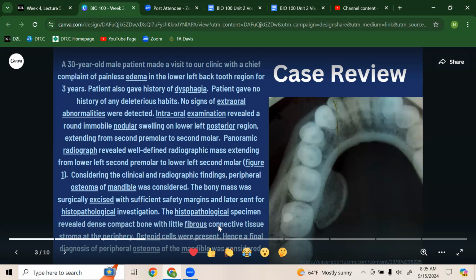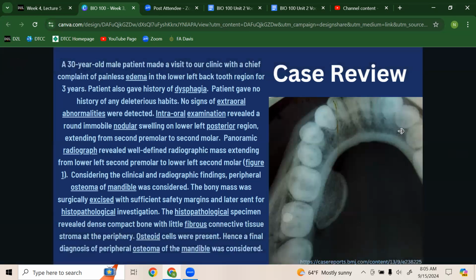And then osteoid cells were present. So oste, again, that's our root for bone. And oid means resembling. So the tumor looked like bone cells, but it wasn't true bone cells. This was a cancerous bone cell. So it was resembling bone. Osteoid means to resemble bone.